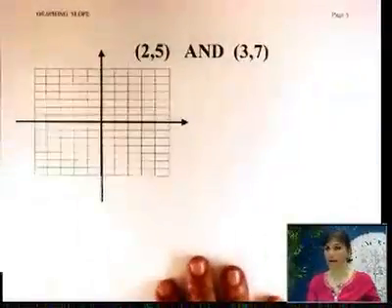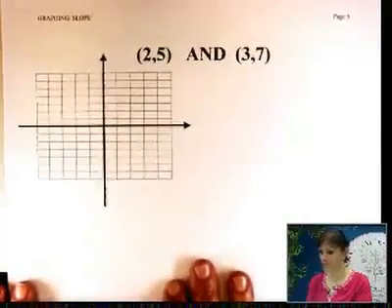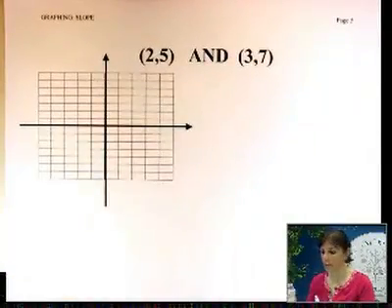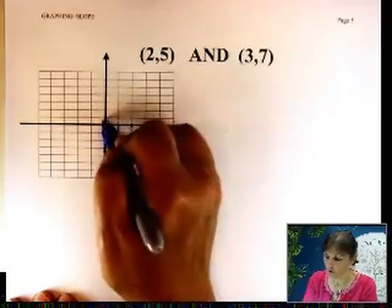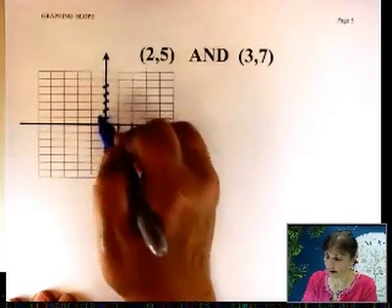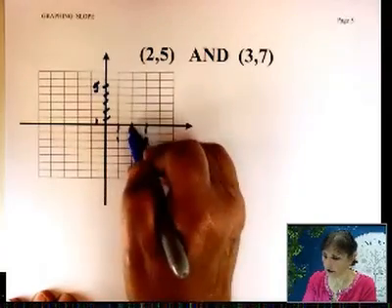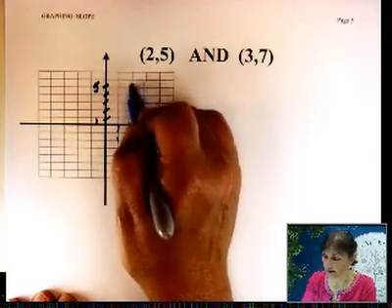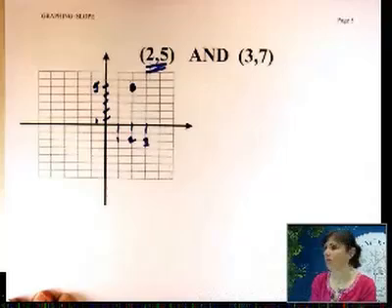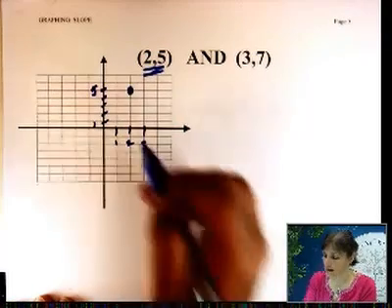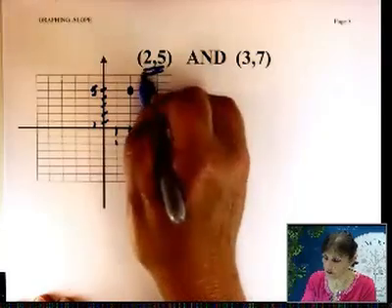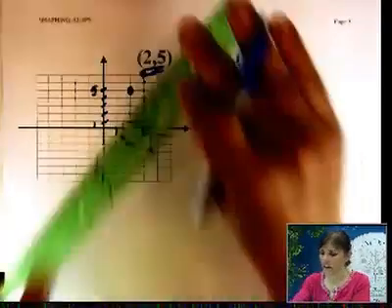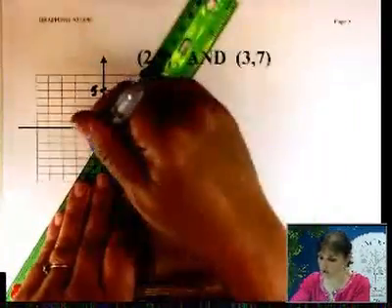Okay. The next one, 2, 5, 3, 7. How's that work? Again, 1, 2, 3, 4, 5. 2, 5. Here it is, 3, 7. 1, 2, 3, 4, 5, 6, 7. It's right here. That goes up, and it's a pretty steep slope.